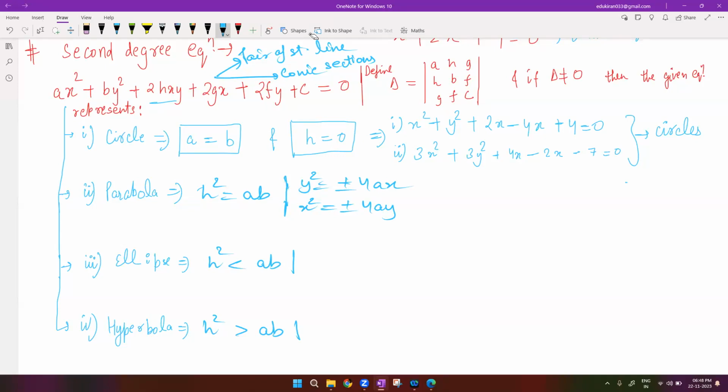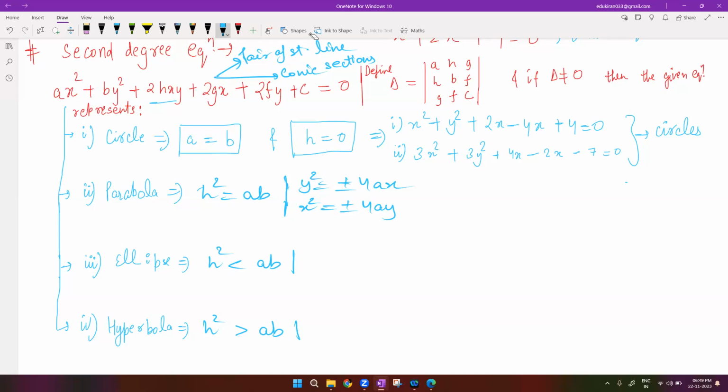If delta is not equal to 0, then it will represent a conic section. After delta is not equal to 0, you will have to check other conditions to find out whether it is a circle, parabola, ellipse, or hyperbola, right? Now, how to calculate delta? Delta is basically a determinant whose diagonals are a, b, and c, meaning coefficient of x square, coefficient of y square, and the constant term, right?